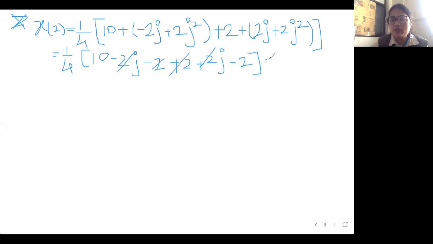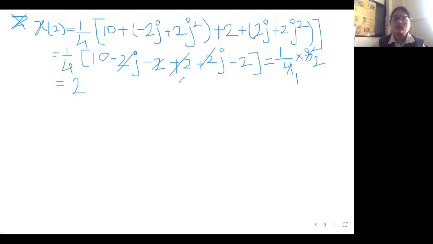So what will remain in the bracket? It is 1 by 4, 10 minus 2, so it is multiplied by 8. We divide this: 4 ones are 4, 4 twos are 8. So this value x of 2 is equal to 2, which we have obtained here.